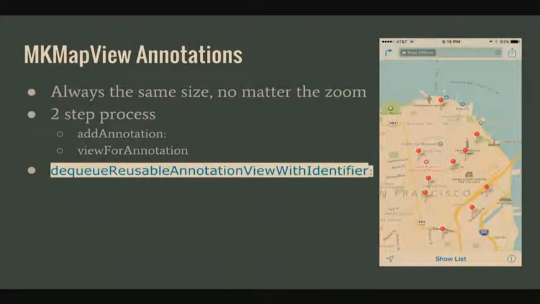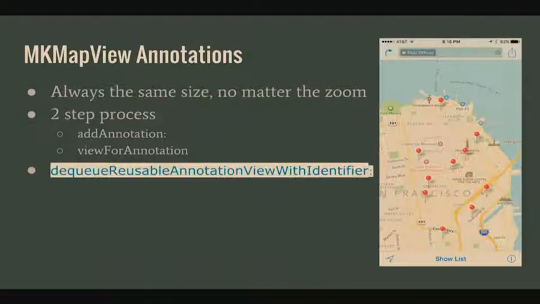We're going to talk a little bit about map view annotations. If you guys don't know, annotations are like those pins on the map. They're always the same size no matter what the zoom is. So you zoom in, you zoom out, they're the same, and they're just tied to a coordinate. There's a two-step process to add them to your map. First, you have to package up the information that you want, and then it works like a table view, where when the pin is going to be shown on screen, Apple Maps calls the view for annotation, and then it figures out what color it's going to be, how big it's going to be, and all of that information.